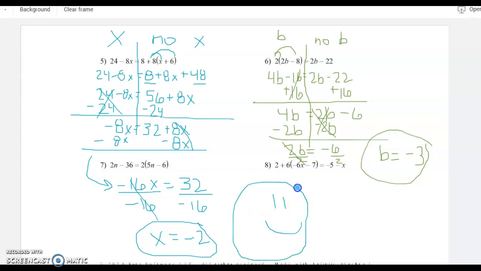All right, so that's actually as far as we'll go with equations in this chapter. So remember, letters on one side, non-letters on the other side. That's equations with variables on both sides.